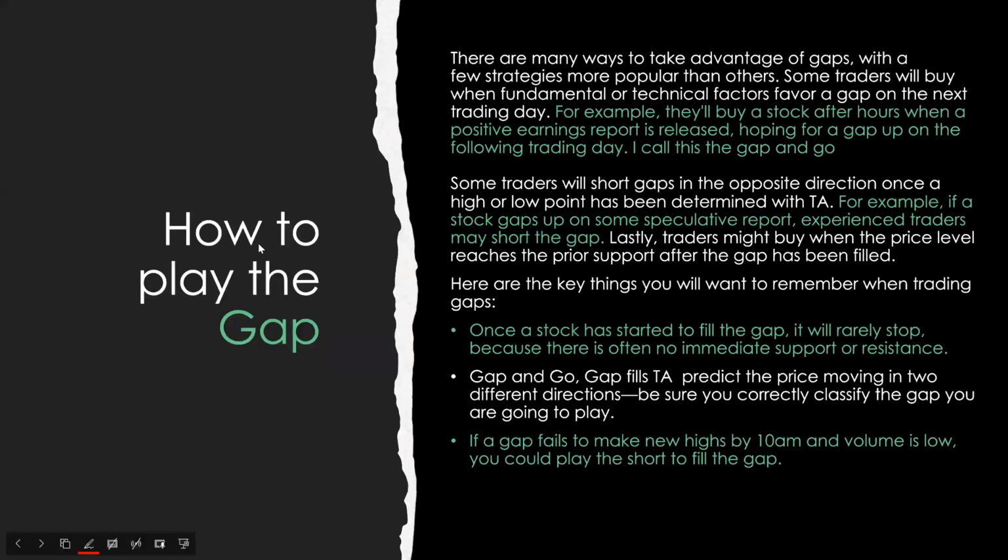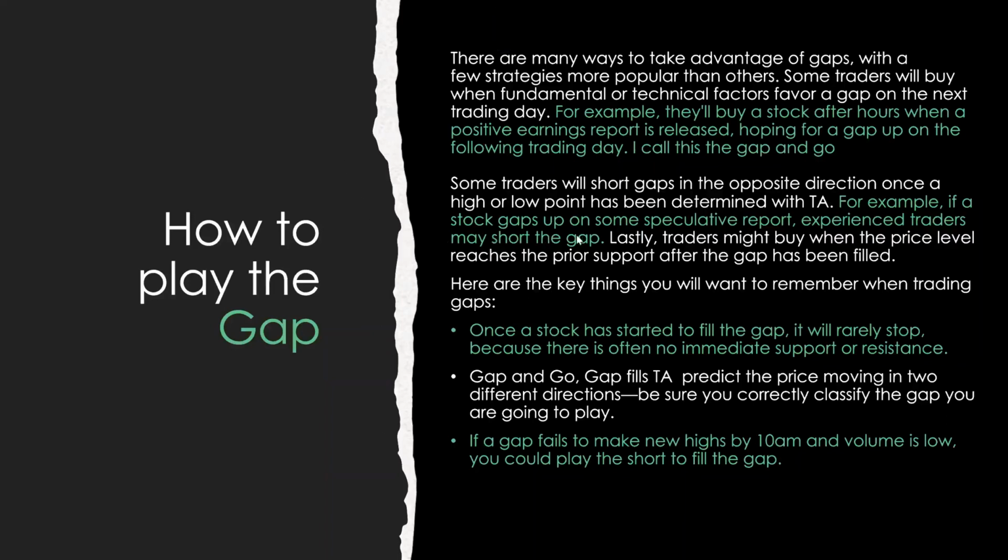To take advantage of a gap trade, some traders will buy when fundamental or technical factors favor a gap on the next trading day. For example, if you buy a stock after hours when positive earnings reports are released, so NVIDIA, Tesla today, Amazon, they're all running big time right now after hours. Some large equity blocks may come in after hours for the gap up. Some traders will short gaps, or fade a gap, it's called, in the opposite direction when the high or low point has been determined with technical analysis.